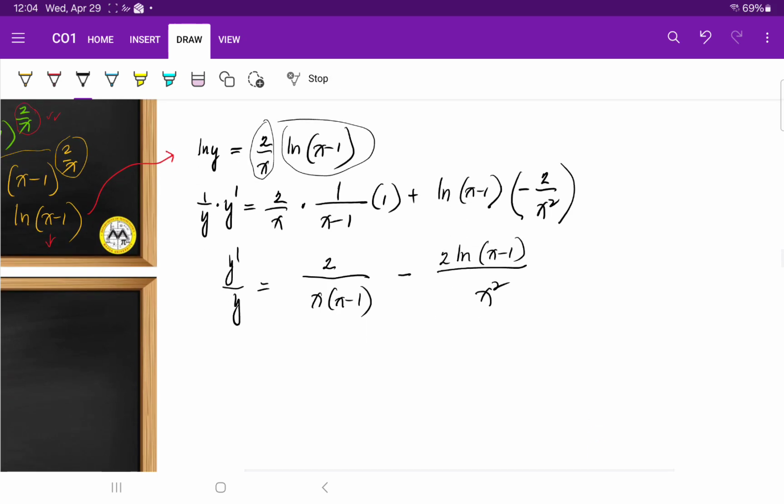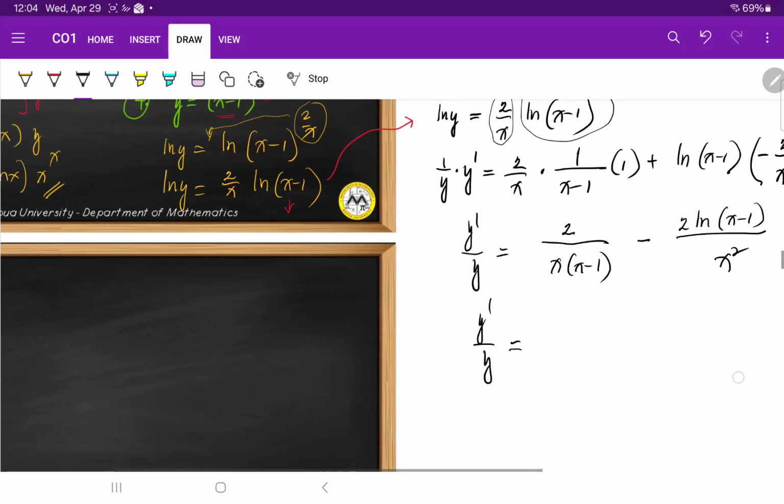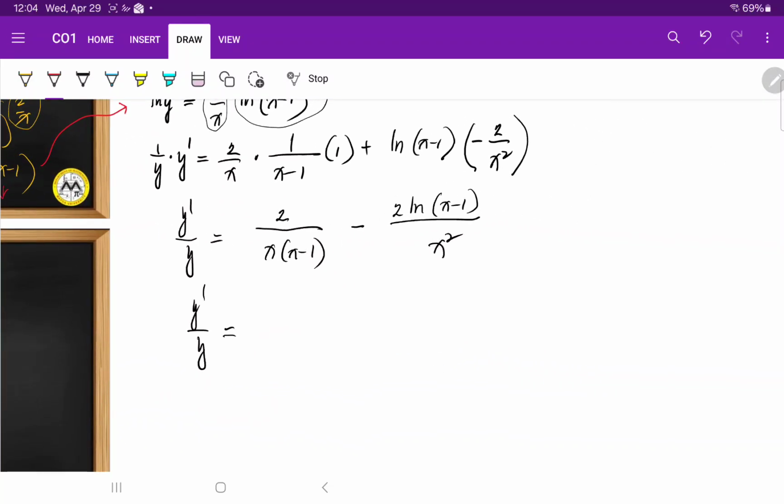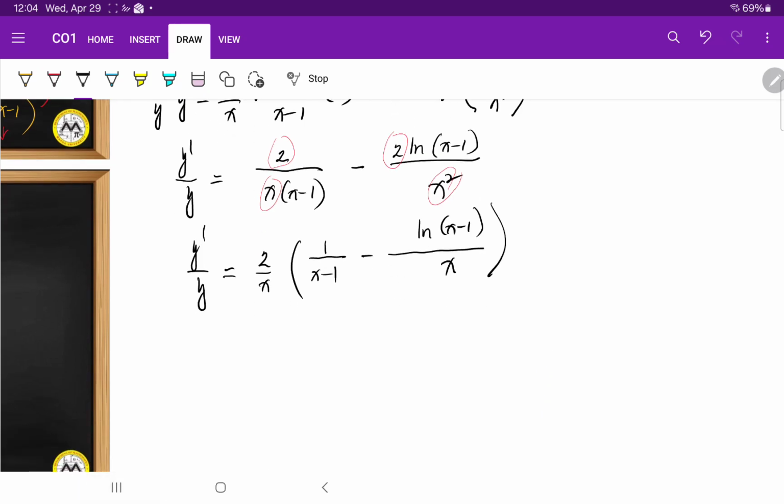Now, we can factor out the common factor first. Simplify the right side. So what's common? 2 over x is common. We have 2 here and x in the denominator. We have here 2 and 1 here. So 2 over x is common. So we now have here 1 over x minus 1, then minus ln of x minus 1 over x. Okay, then we now simplify.